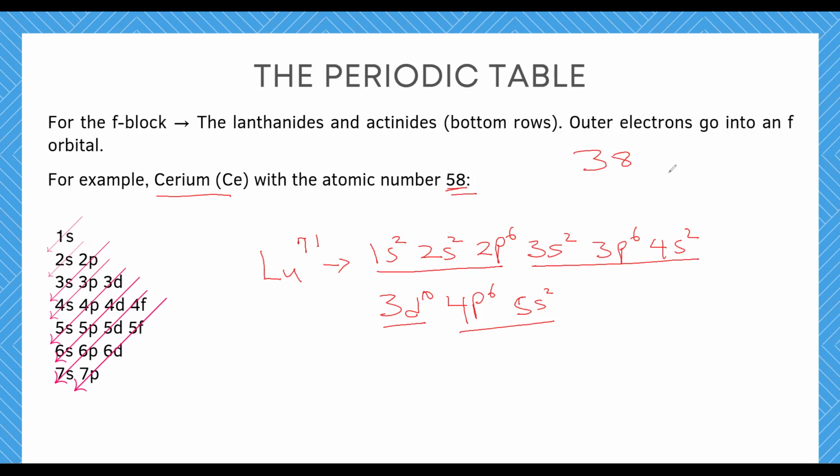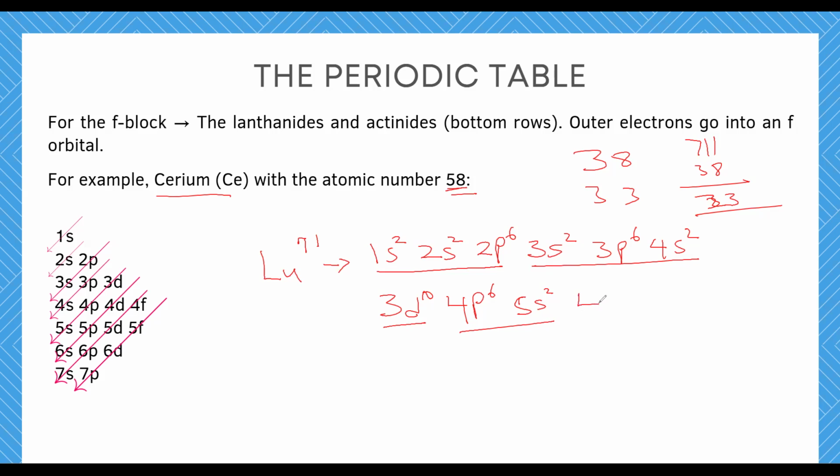So if we have 38, how many is remaining for us to take care of? From 71, if you remove 38, how many is remaining? 33. We have 33 more electrons to take care of. So after 5s now, what's next?